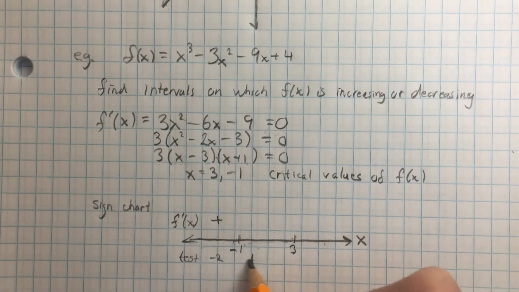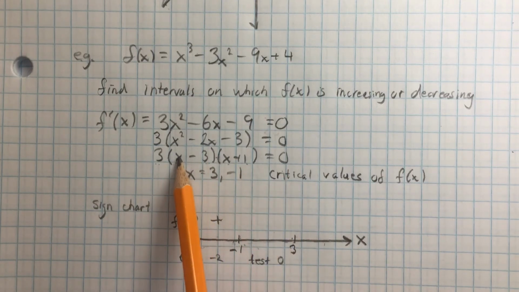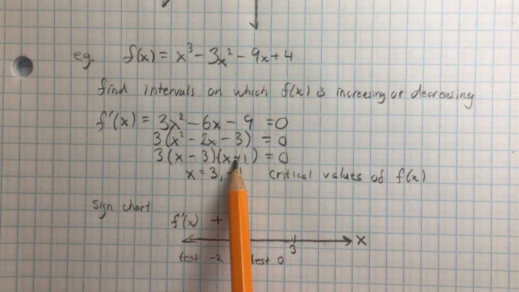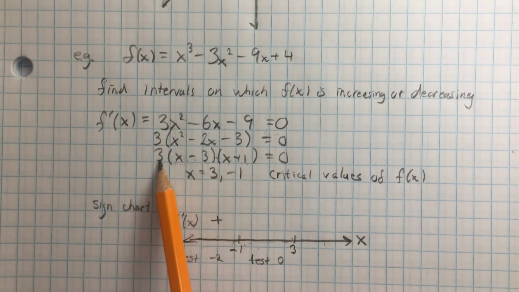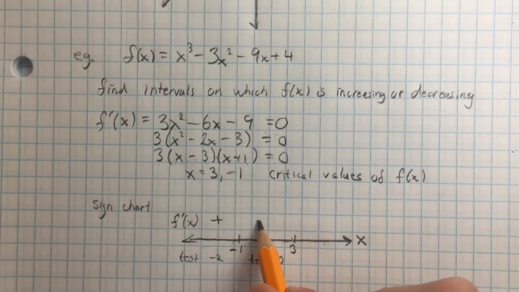Now I'll test a value from the middle interval. 0 is usually a good candidate if you have that as an opportunity. So I'll pick 0. Again, I'll put that into the factored form. If I put 0 in for x and 0 in for x, I'll get a negative factor and a positive factor. A negative times a positive is negative. Therefore, the first derivative must be negative on this interval.